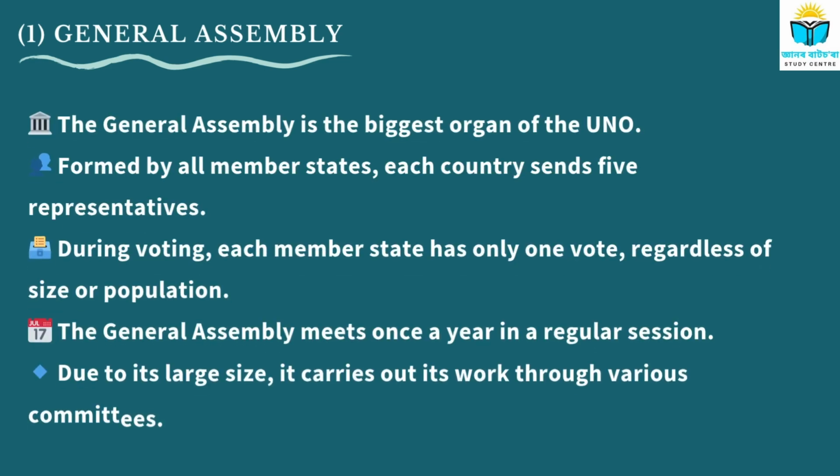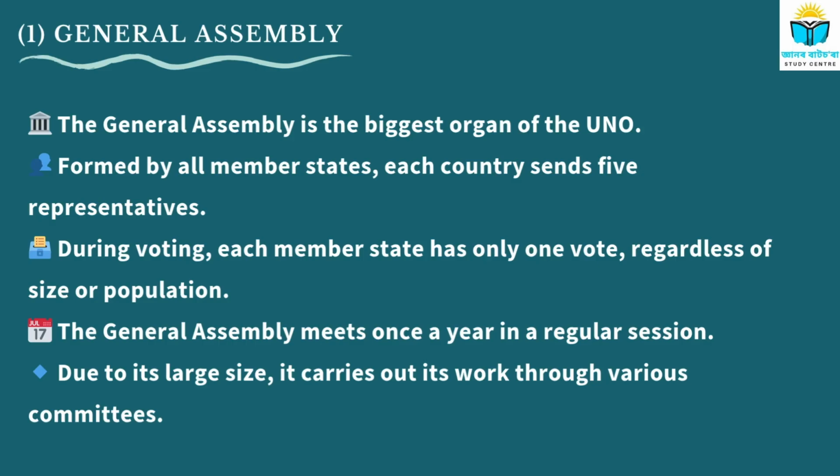Let's now talk about the General Assembly, the largest and most representative organ of the United Nations. Every member country of the UNO is a part of the General Assembly and each sends 5 representatives. But here is the important part. Each country gets only 1 vote, no matter how big or small it is. That means every nation has equal say.